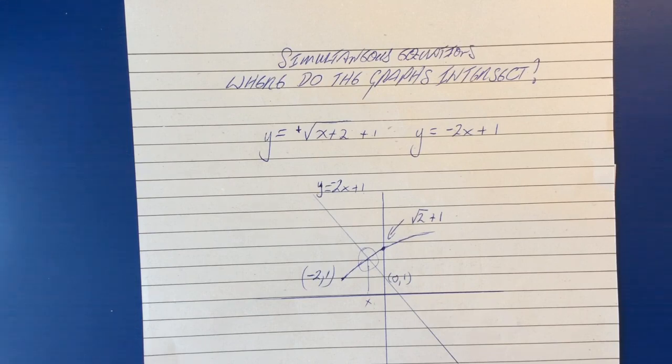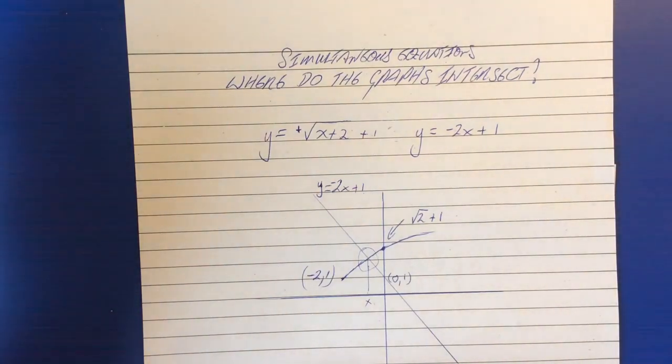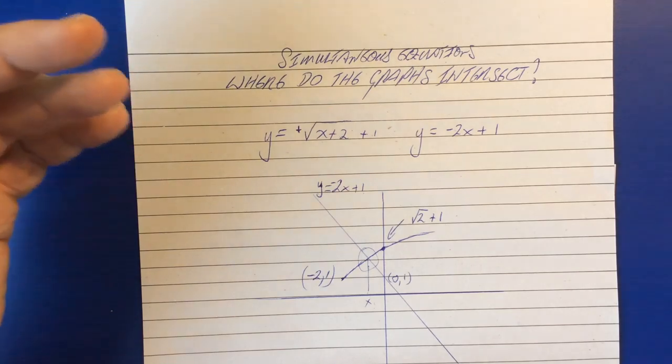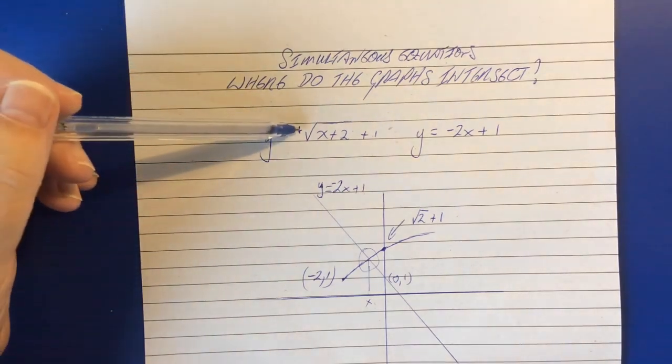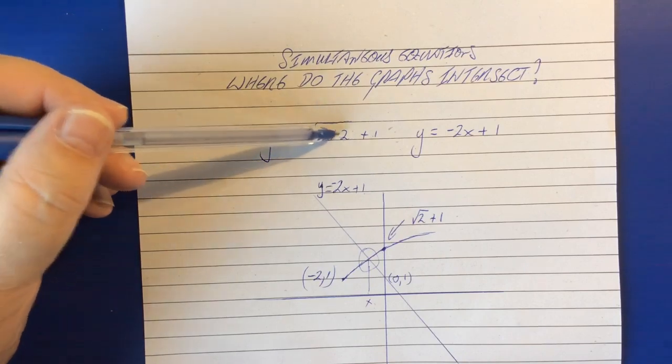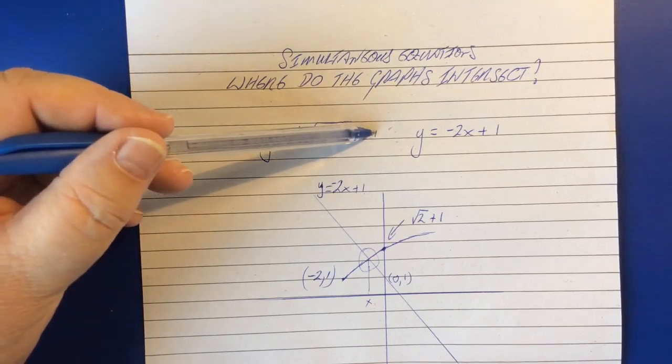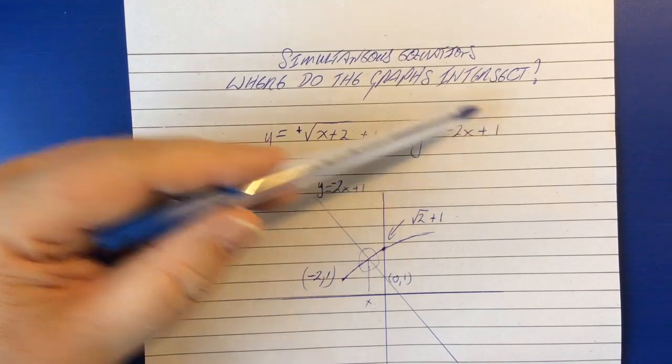Today we have a real beauty of a set of simultaneous equations. We've been asked to find where the graphs of these equations intersect. Note we've been asked to find where they intersect, so we're looking for some points. We don't necessarily need to draw the graphs, but I have decided to because it's going to prove helpful to me. So what have we got? y equals positive root x plus 2 plus 1, and y equals negative 2x plus 1.